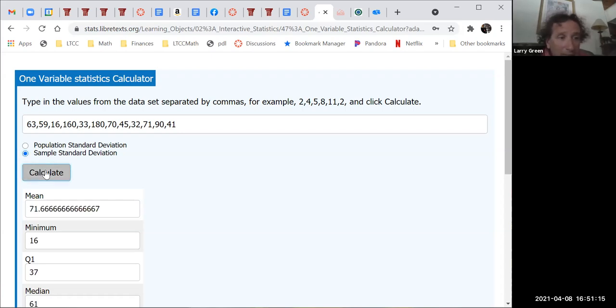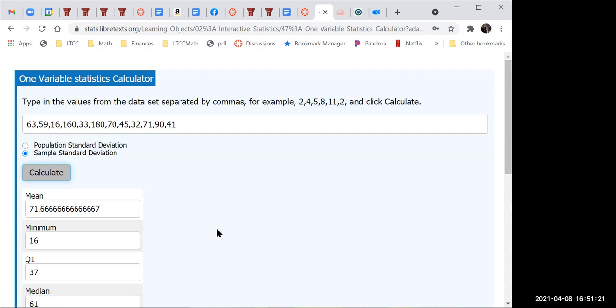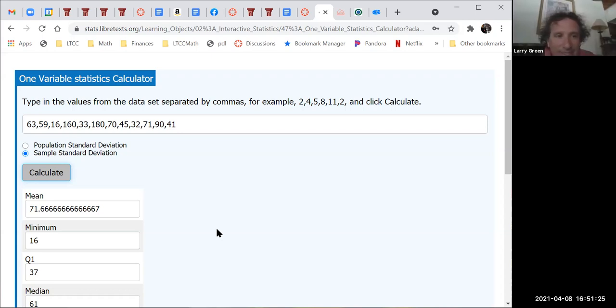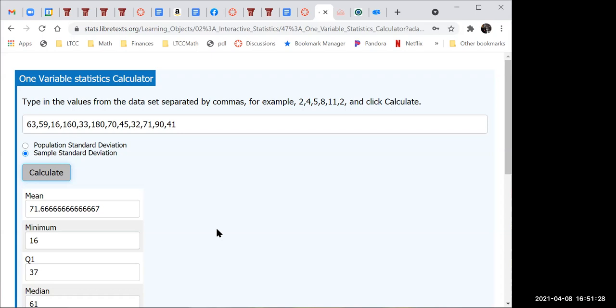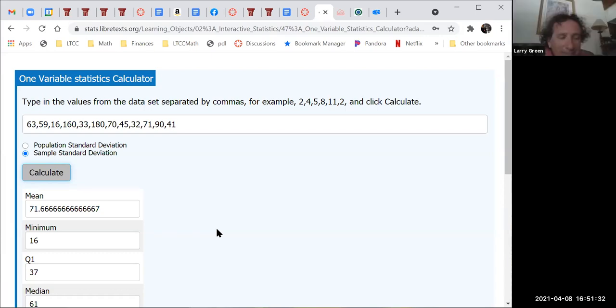So I hit calculate. Did that look hard, by the way? What do you think? No, okay. I tried to make it easy. It looks a lot simpler than when you have to do it on the TI-84. You have to go to settings, and then all that. The students have really told me this is a lot easier than the TI-84.